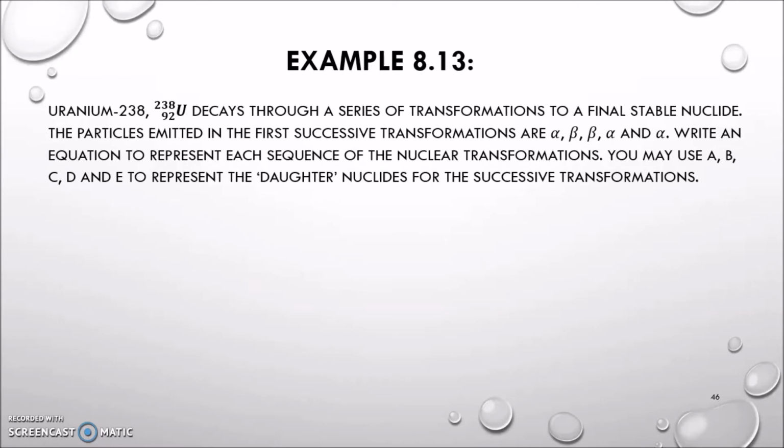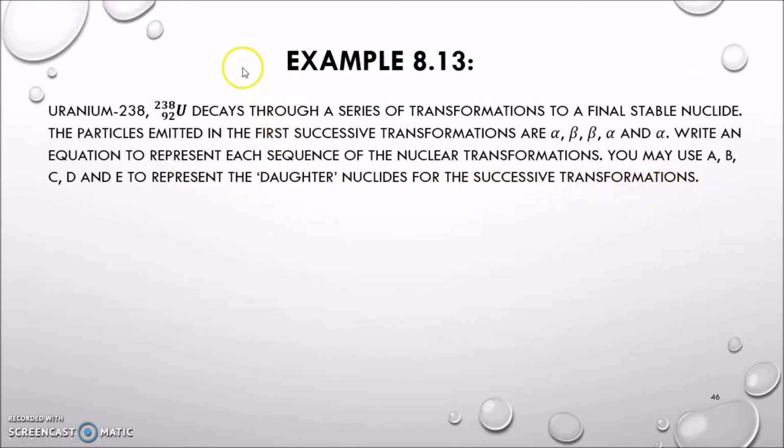Example 8.13, uranium decays through a series of transformations to a final stable nuclide. The particles emitted in the first successive transformation are alpha, beta, beta, alpha, and alpha. Write an equation to represent each sequence of the nuclear transformations. You may use A, B, C, D, and E to represent the daughter nuclides for the successive transformations.